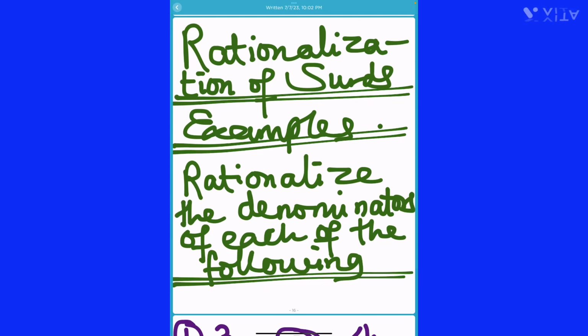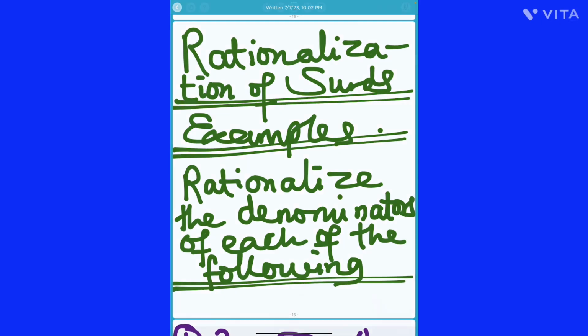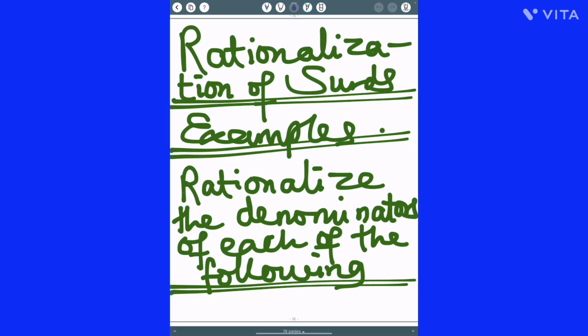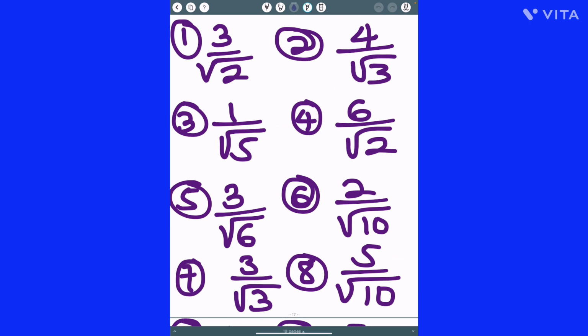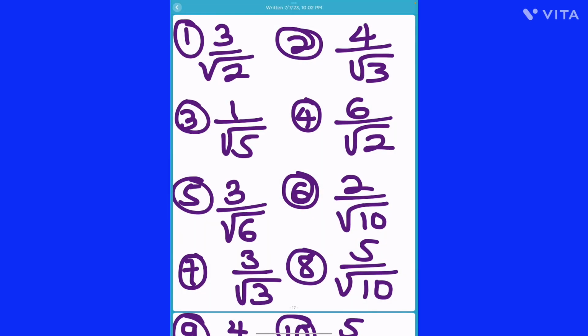Let's go to rationalization of surds. When we rationalize a surd, we remove irrational numbers from its denominator. Basically, let's look at a few examples. We have to rationalize the following surds.